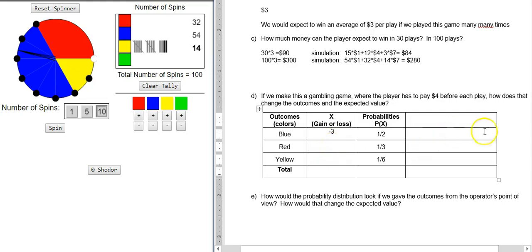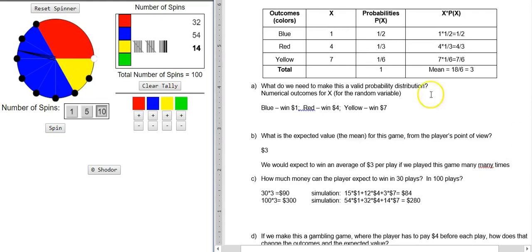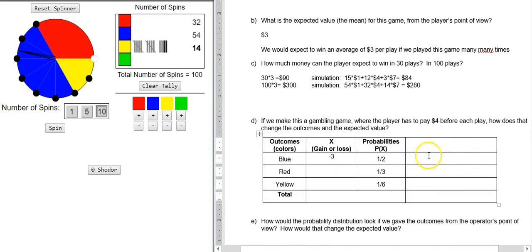If I get a red, then I put in my $4 and I would get back $4. So that means I broke even. My gain or loss is 0. If I get a yellow, I put in $4, I got back 7. So that means I won $3. My net gain was $3. So there are my values for those 3.